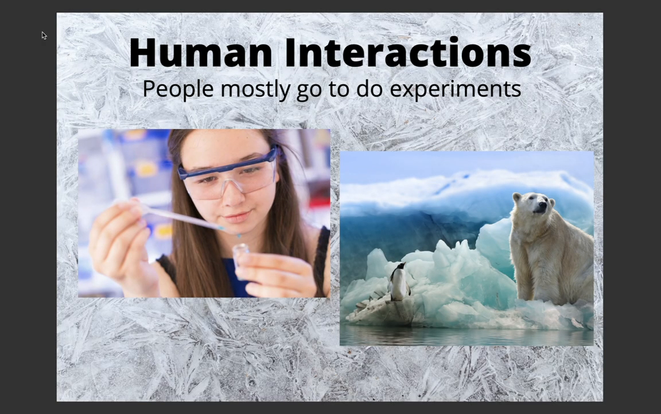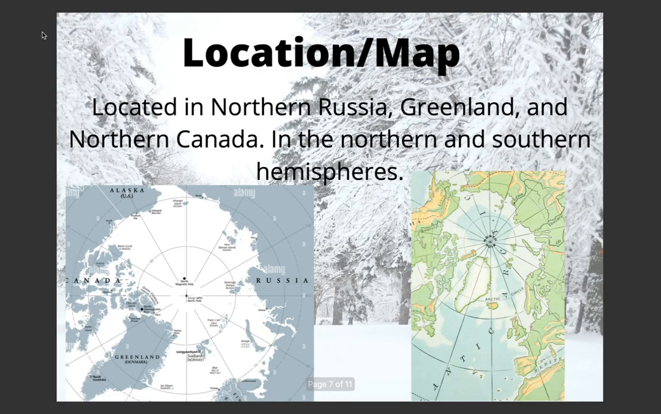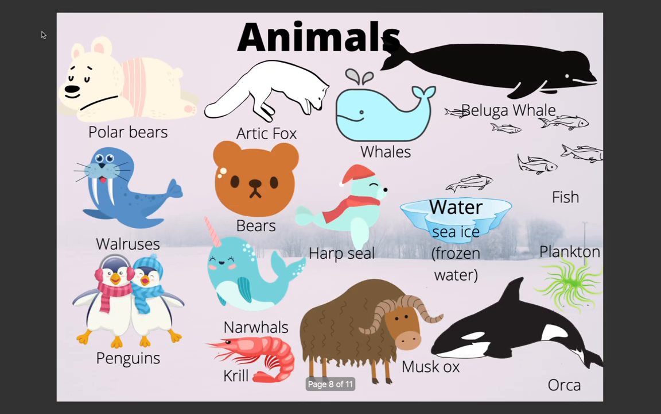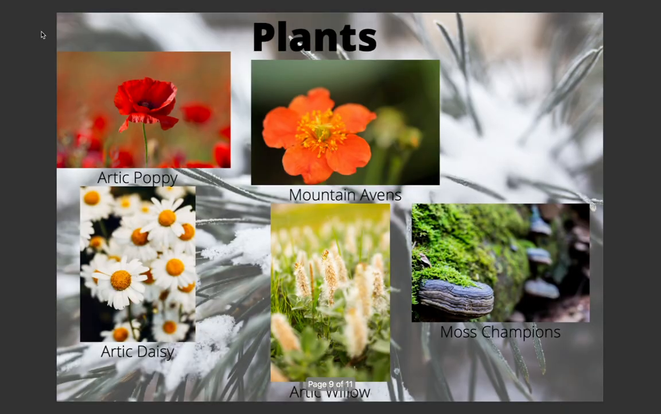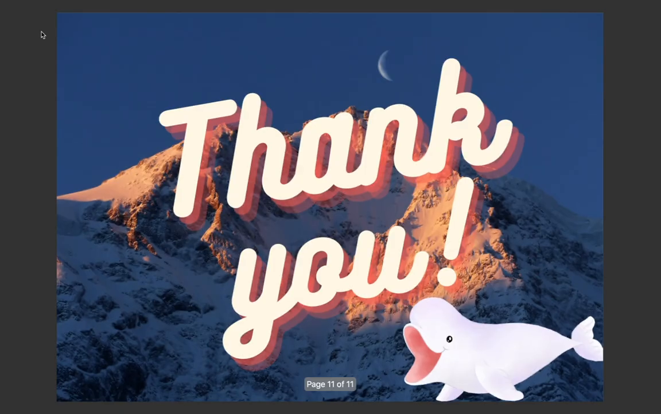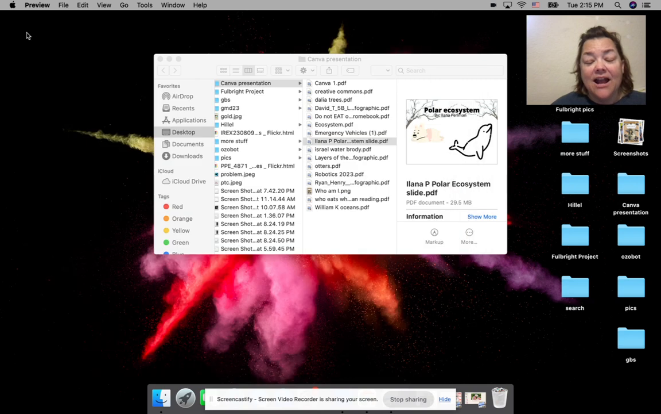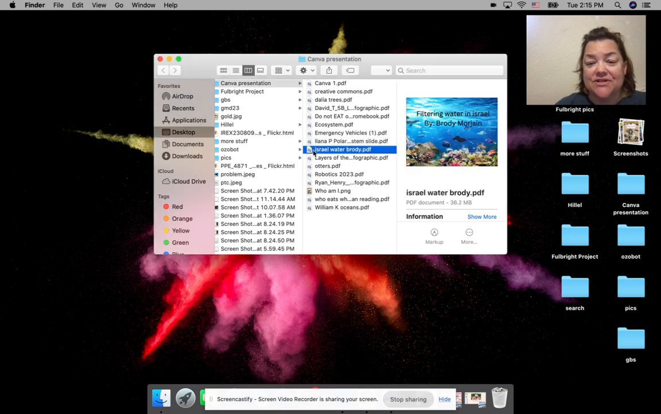Human interactions, weather and temperature information, locations and map, some of the animals from that ecosystem, the plants, how that ecosystem is different or the same as other ecosystems that other people are doing, and then her thank you. Again, you can understand everything this student wanted to say and what she was trying to implore and teach by the use of pictures.